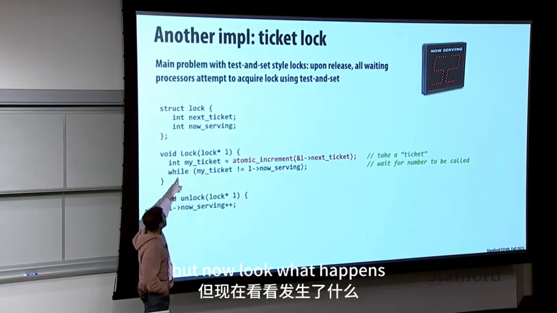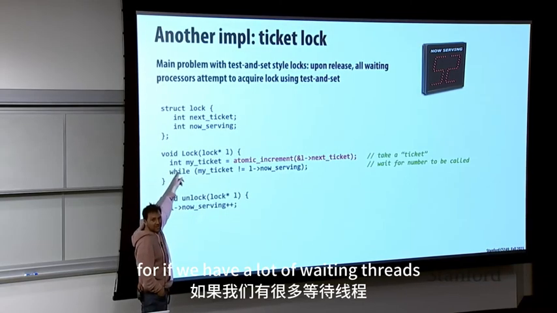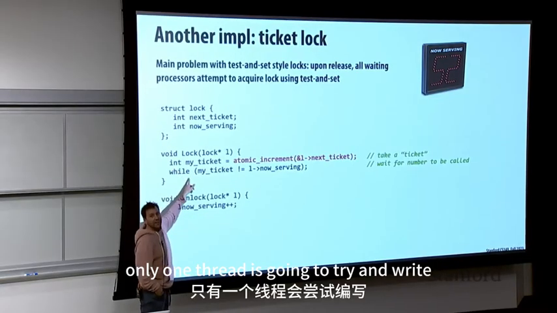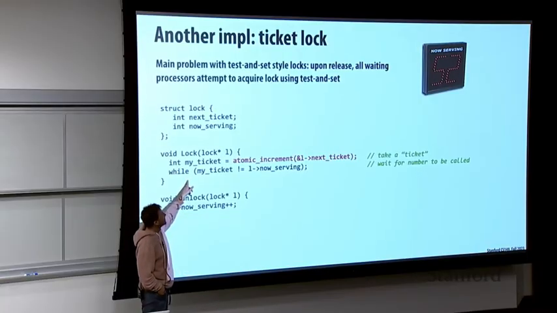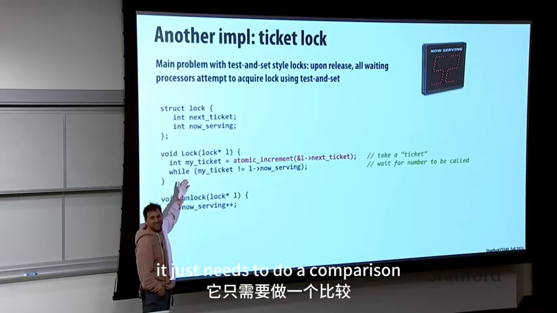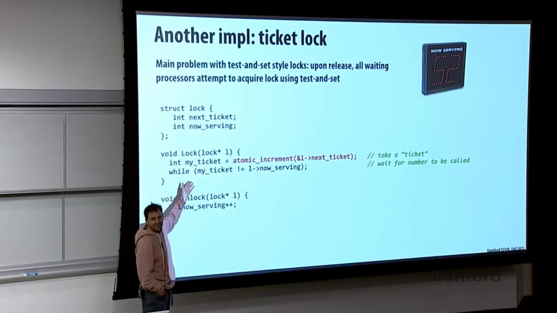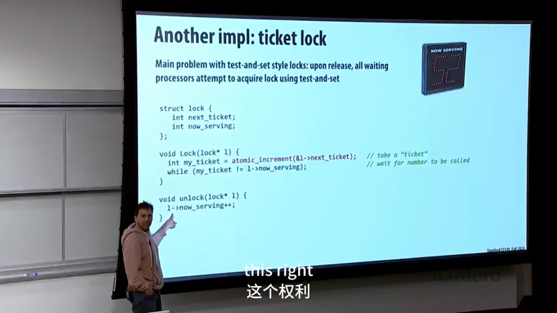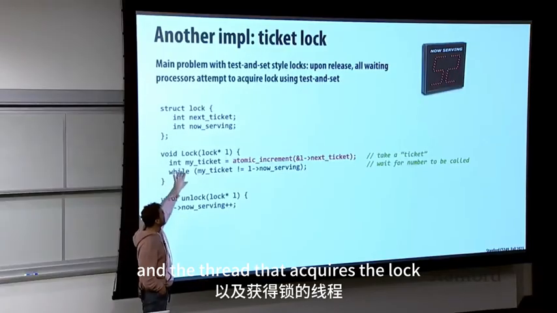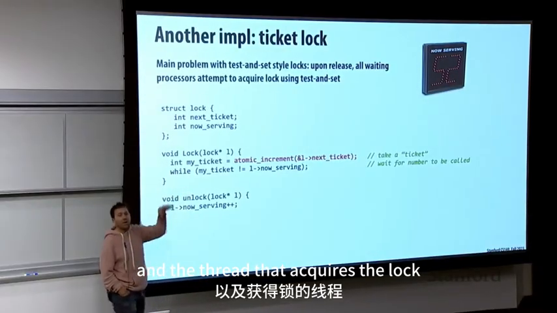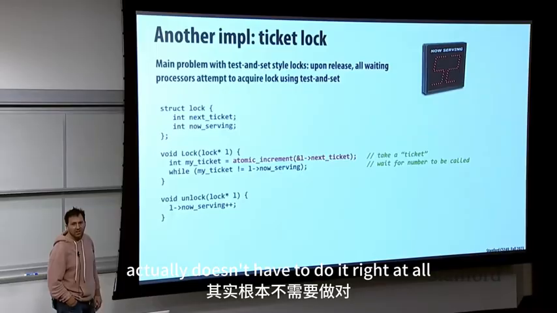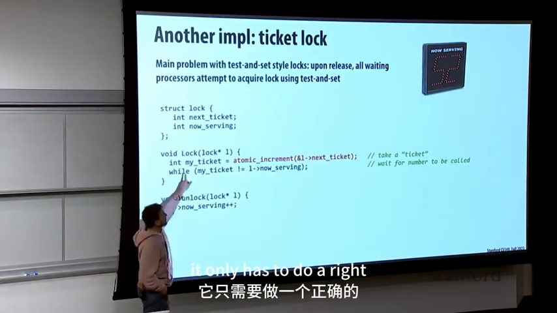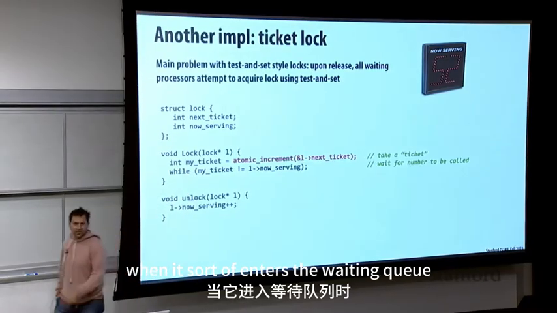But now look what happens. If you have a lot of waiting threads, it's not like everybody tries to get the lock now. Only one thread is going to try and write. And actually the waiting threads don't even need to write at all. They just need to do a comparison. So now a lock release is actually only one write, this write. And the thread that acquires the lock actually doesn't have to do a write at all. It only has to do a write when it enters the waiting queue.